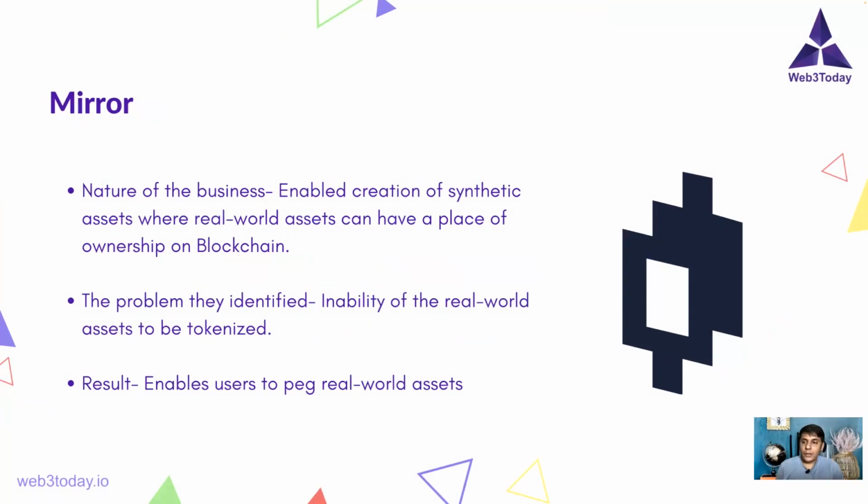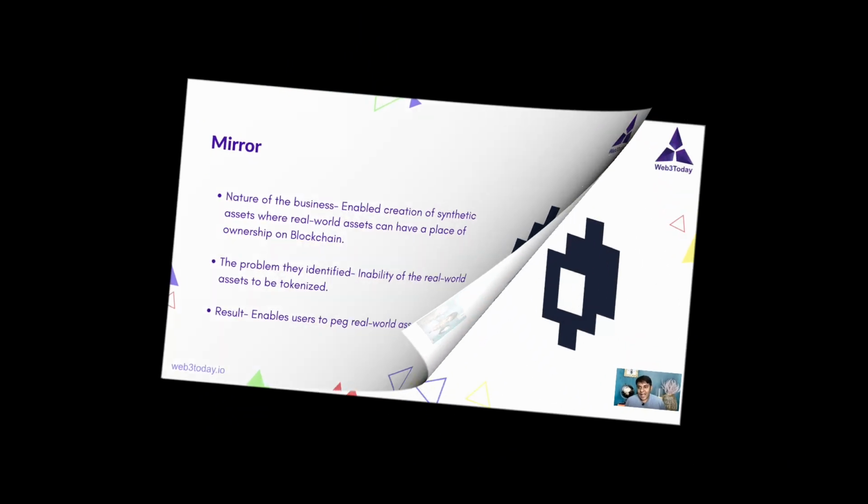And then Mirror is again a very classic example, because Mirror focused on solving the problem of bringing real world assets onto the blockchain. They identified that transacting assets in the real world, like selling or buying houses, is very complicated. There are a lot of issues around trust and things like that, and blockchain can be used to solve a lot of these problems. And they created a platform where these assets can be tokenized, and it enables easier transfer of real world assets.